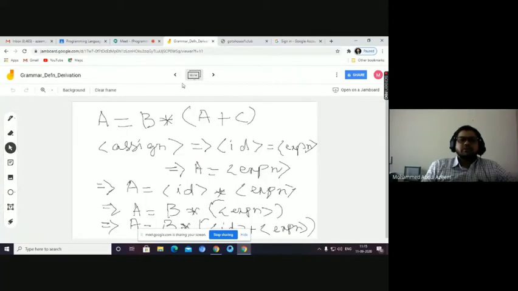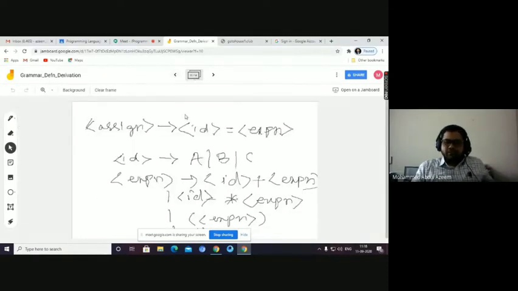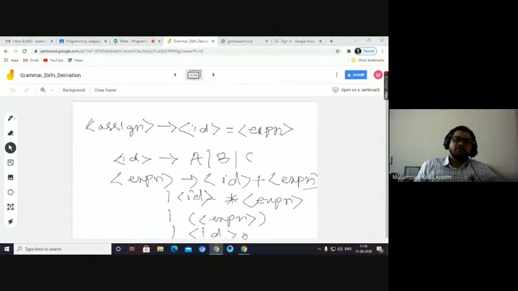Last class, we have discussed how to define the grammar. For example, for assignment statement, we have defined like this. Assign gets to be ID equal to expression, and we said ID defines to be A or B or C. An expression defines to be ID plus expression, or ID into expression, or expression enclosed in parenthesis, or ID. Fine.